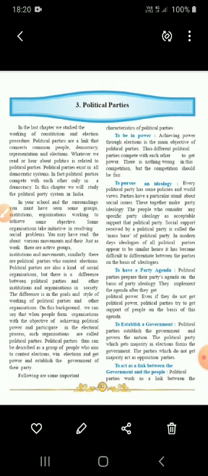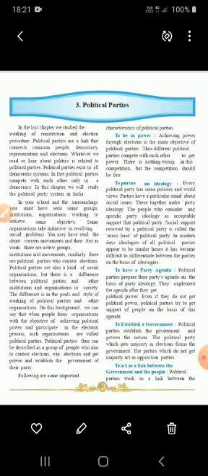Political parties exist in all democratic systems. Whichever countries in the world follow the democratic pattern, in their countries political parties play a very important role. Without political parties a democratic system cannot exist, understood.